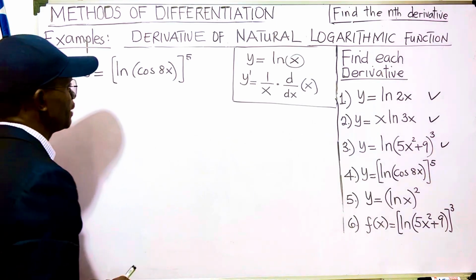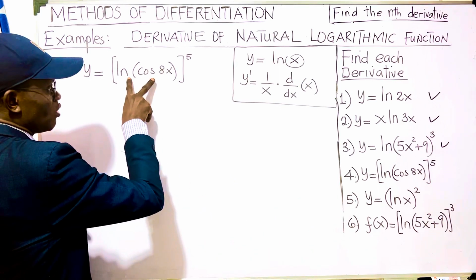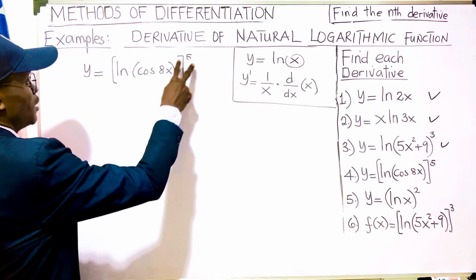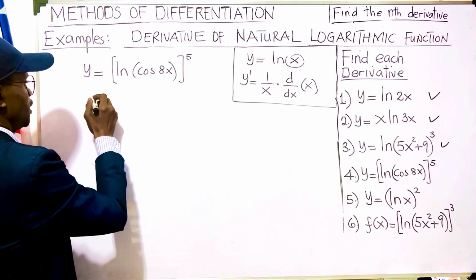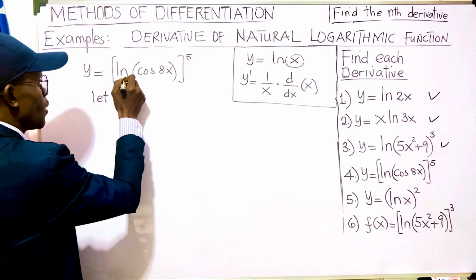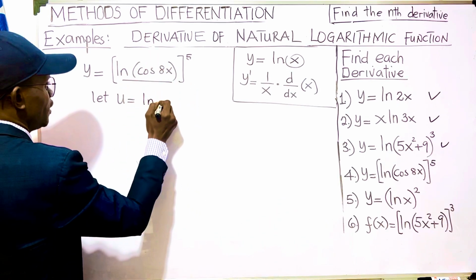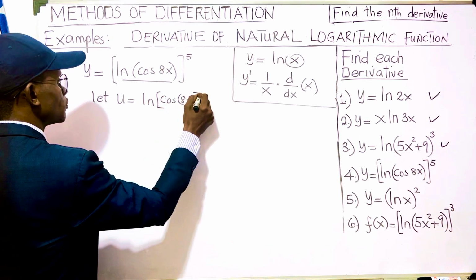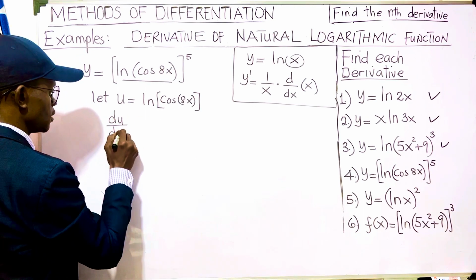So we can apply many different rules. We can even use the chain rule. We let u be what is inside, we differentiate this one, and after that we find the other derivative. So let's use the chain rule, for instance. Let u equal what is within, so we have ln of cos of 8x. Then we differentiate, we find du by dx.